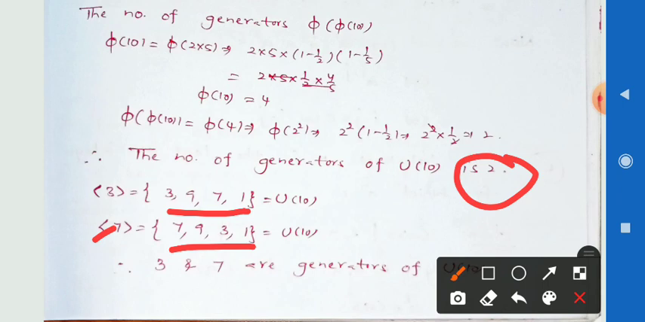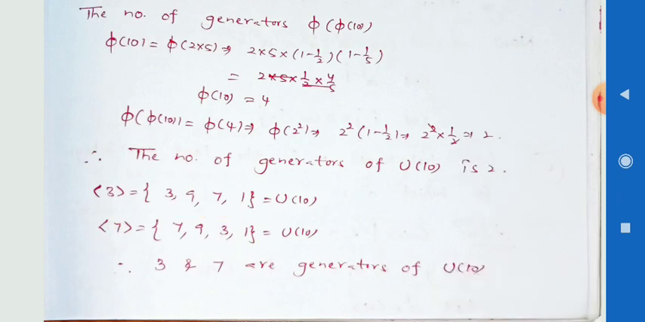Therefore we can say that U of 10, the relatively prime number set, has only 2 generators. The 2 generators are 3 and 7.